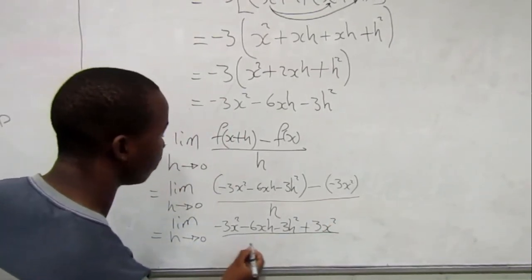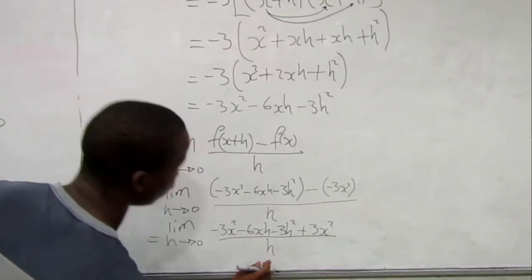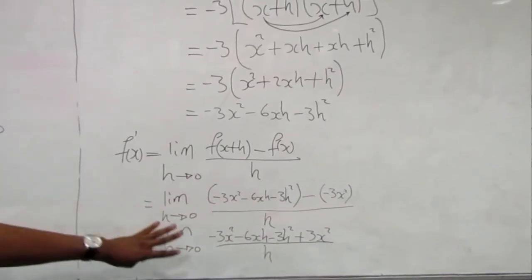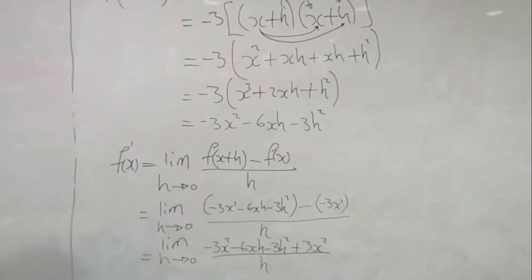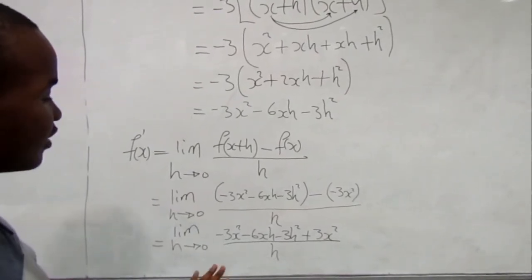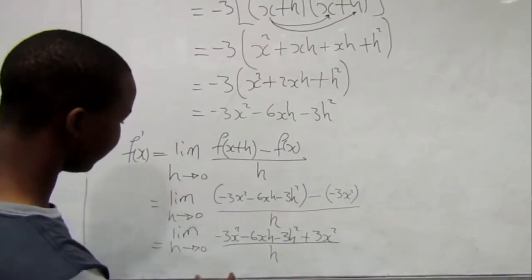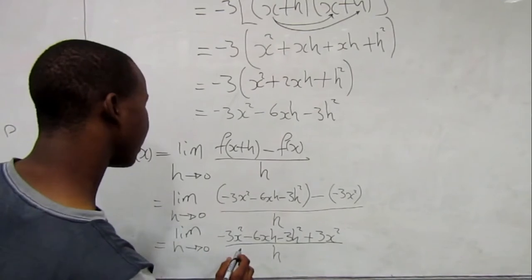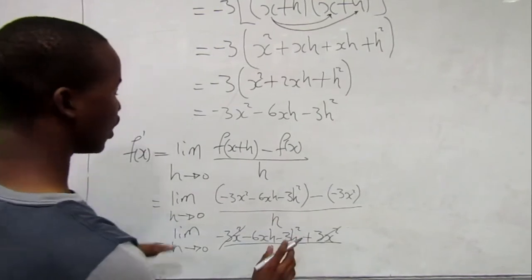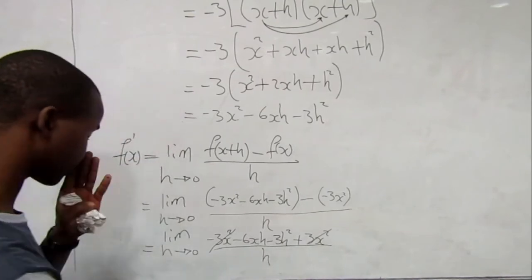Then we divide the whole by h. There's something that you need to note here. When you arrive at this step, after simplifying, you need to cancel every variable or every coefficient that has x only. In this equation, we have negative 3x squared plus 3x squared. This one is going to cancel this. Now we are left with negative 6xh minus 3h squared.